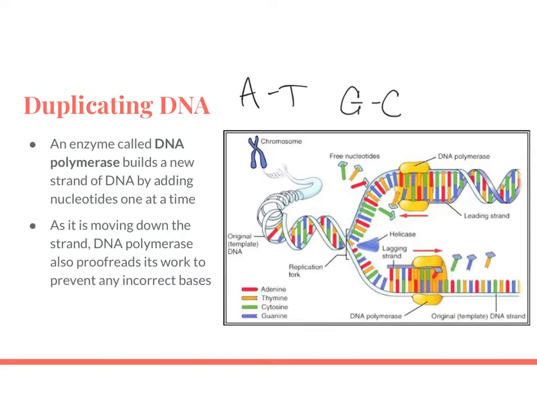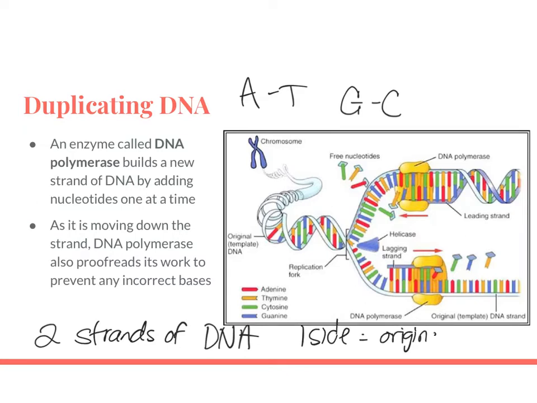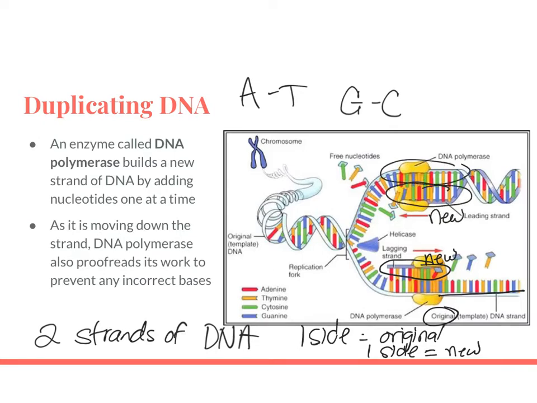So at the end of this, what we end up with is 2 strands of DNA. One side is original, and one side is new. So like this would be our original strand here on the bottom. This one is our new. So here's our new side. Here's our original. And that's the process of DNA replication.